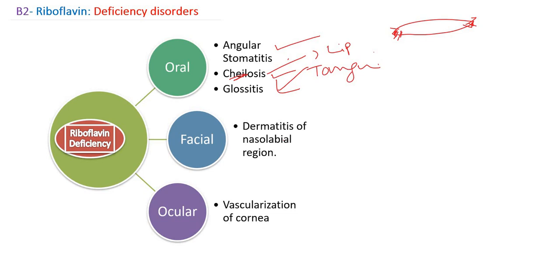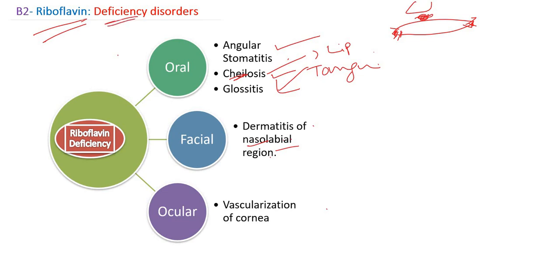And also we can see dermatitis of the nasolabial region, the region between the nose and the lip. In this area there will be inflammation or dermatitis, or even seborrheic dermatitis. And also there will be ocular manifestations. There will be vascularization of the cornea, which we can observe in patients with riboflavin deficiency. Having said that, riboflavin deficiency is very rare because it is abundant in almost all foods we are consuming.